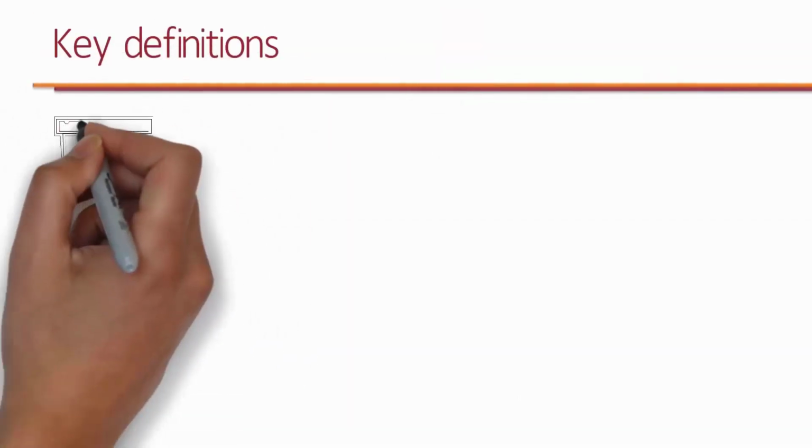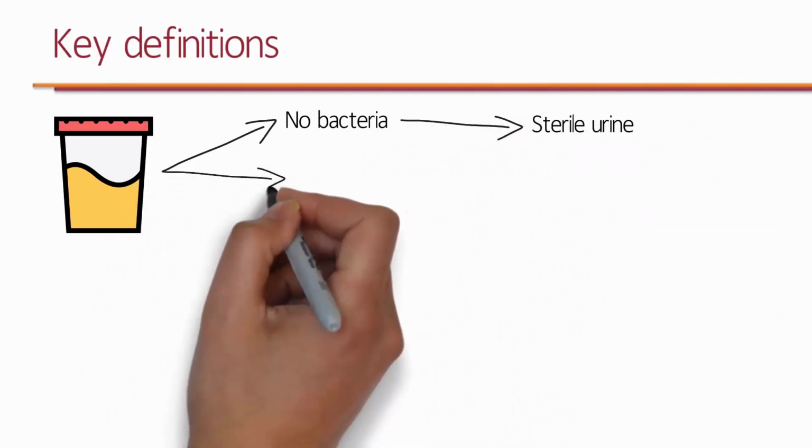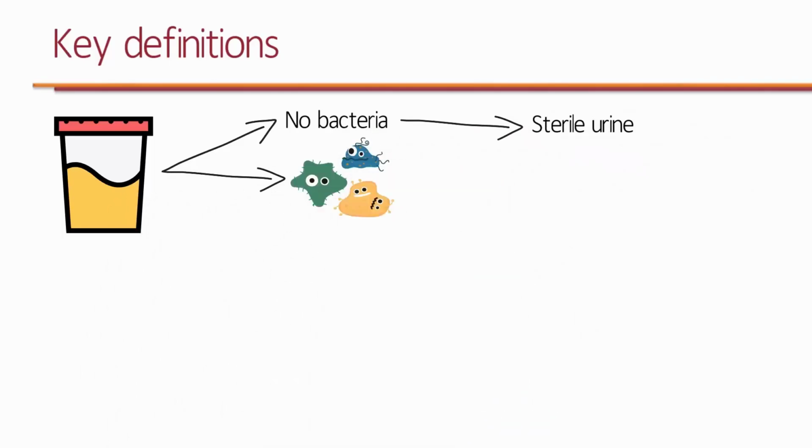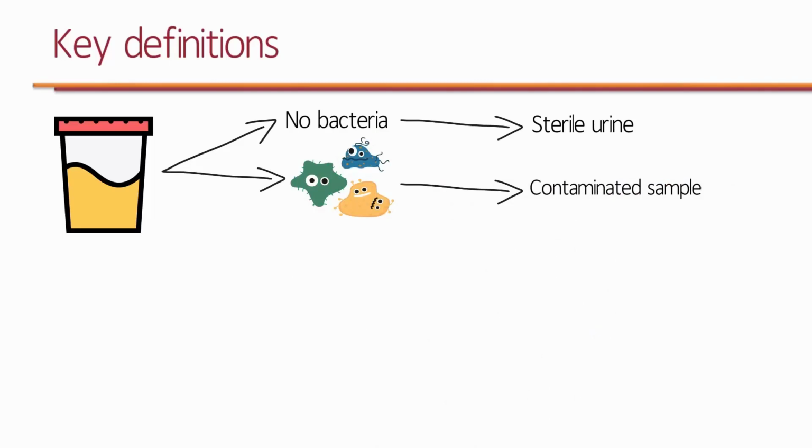When you get a urine sample from a patient, for most individuals there will be no bacteria in the urine. The urine is supposed to be sterile, especially in men, and we call this sterile urine. Now, if you find bacteria in the urine sample, this could be due to contamination of the sample. This could be from the skin of the patient or from the environment.